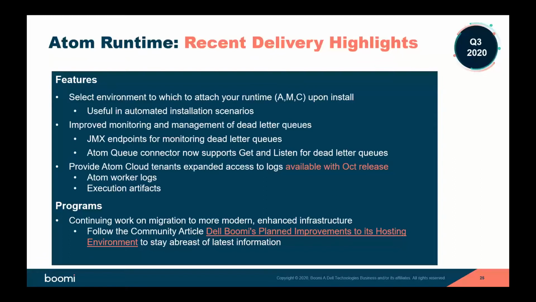Additionally, kind of quality of life, particularly for those who are leveraging Atom message queuing. We've heard some of the asks for improved monitoring and management of dead letter queues. As you know, some of those messages are not delivered and they drop off to a dead letter queue. What are ways in which I can monitor that more effectively? So we've introduced JMX endpoints to facilitate that, as well as allowing for the Atom queue connector itself to support get and listen from the dead letter queue directly. So you can incorporate that as part of your normal processing instead of having to, again, intercede manually to pull those messages off and act on them accordingly.